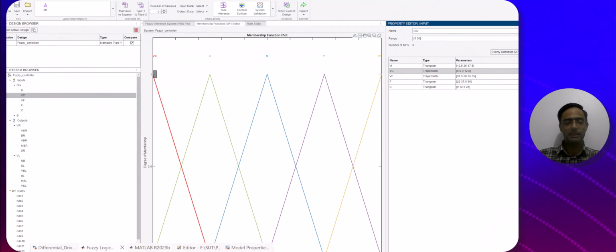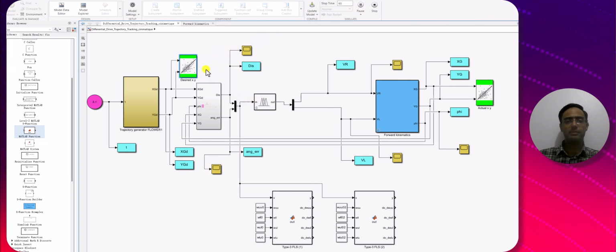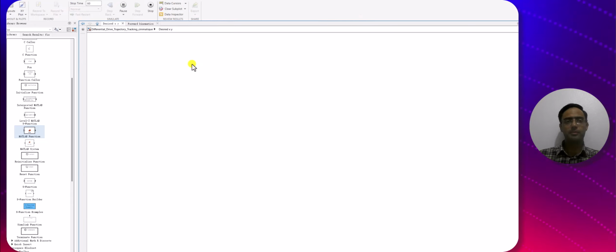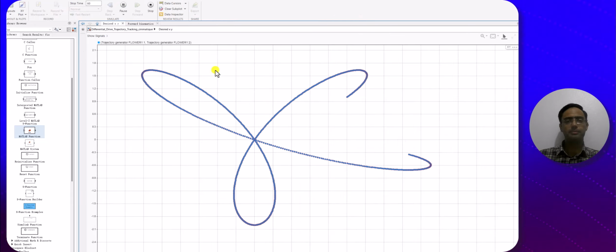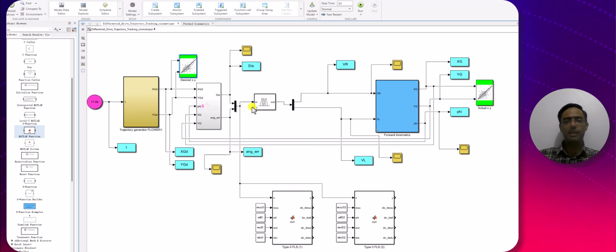Let me start with a simple example. This is a Simulink file in which a Type 1 fuzzy controller has been designed for fast tracking control of a robotic system. Let's see the performance first. This is the performance of a Type 1 fuzzy controller. Let's see how this fuzzy controller has been designed, and then we're going to see how we can replace it with our Type-3 fuzzy controller.